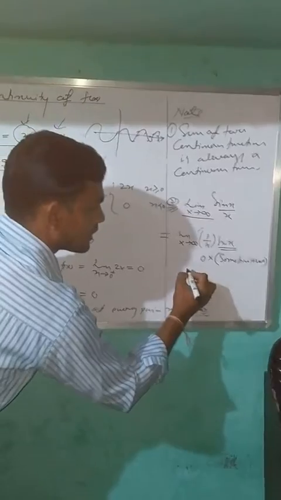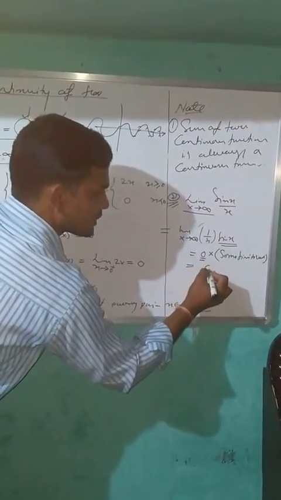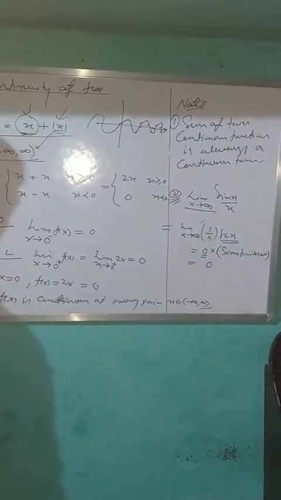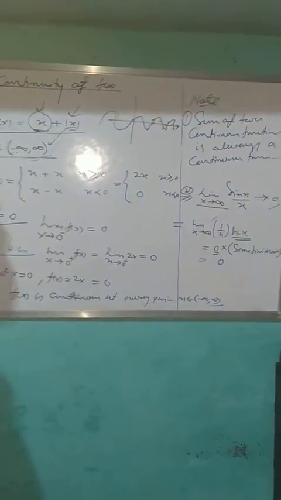So this is some finite value on the real line, and the second part is 0, so the multiplication of these is equal to 0. It means the limit of this function is 0. This is the answer of the second question.